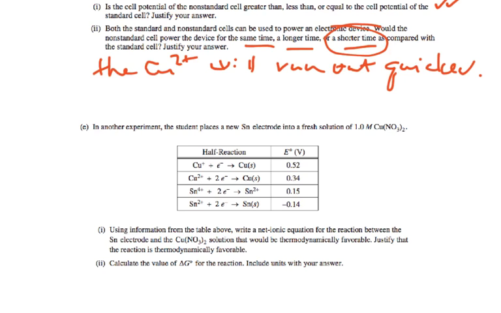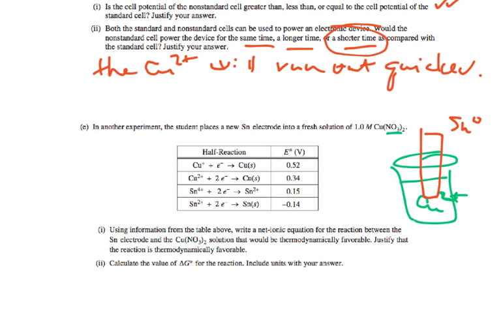In another experiment, the student places a new tin electrode into a solution of copper nitrate. So now we're just going to do a different kind of reaction. So here we'll have a beaker, and in that beaker, we're going to have copper ions and nitrate ions. We don't really care about those. Those are spectator ions. And into that, we're going to place a piece of tin metal.